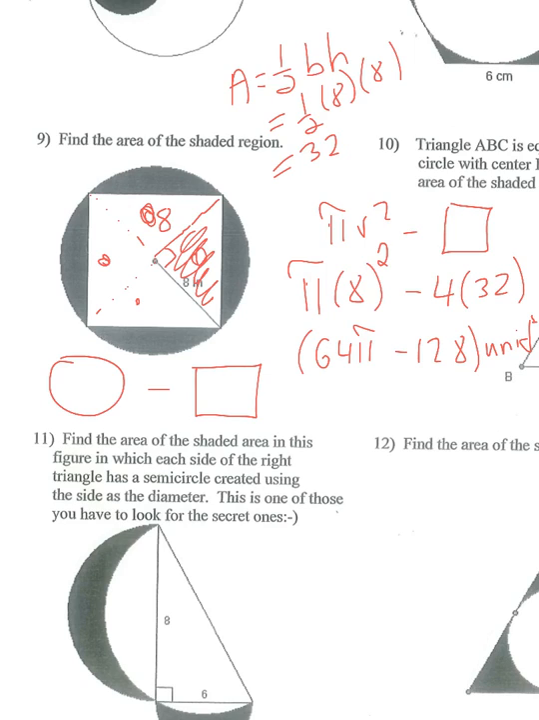You know, I am going to use my cell phone to calculate this, okay? So if I do 64 times 3.14 minus 128, I have approximately 72.96 square units. Okay, so the answer is approximately 73 square units.